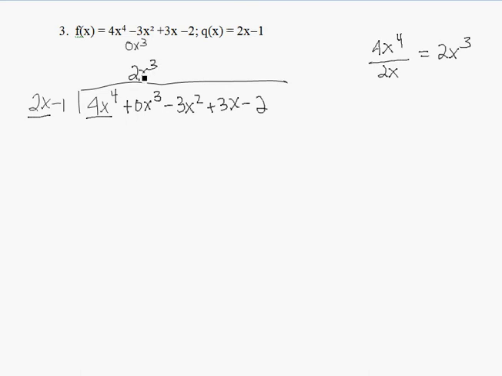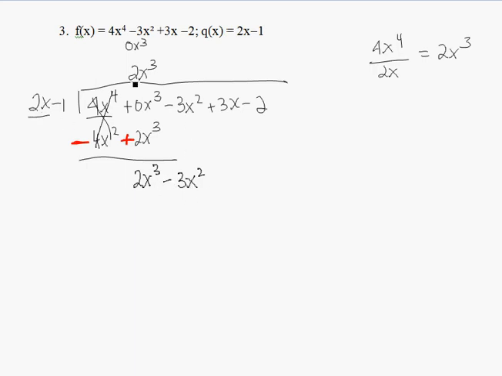I then multiply this 2x times both of these terms here. I get 4x to the 4th minus 2x cubed. I now change the sign of both of these, so this is now a negative and that's a positive. So I combine like terms. These two cancel. I'm left with 2x cubed minus 3x squared. And notice that my divisor is a binomial, meaning there's two terms. So I only need to bring down one additional term, so I have two terms to divide into.